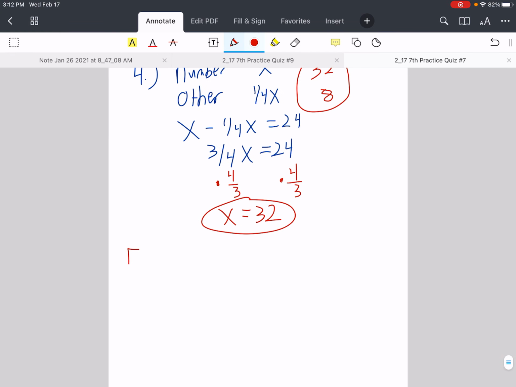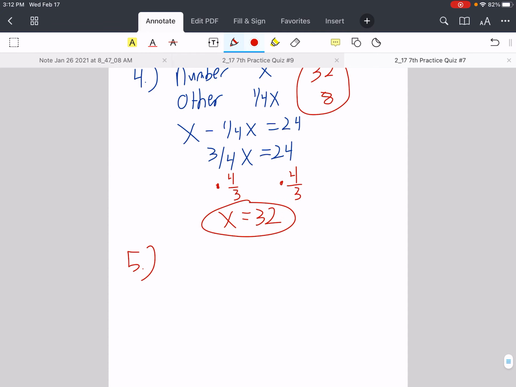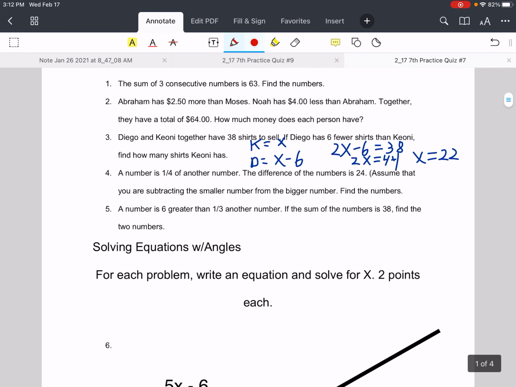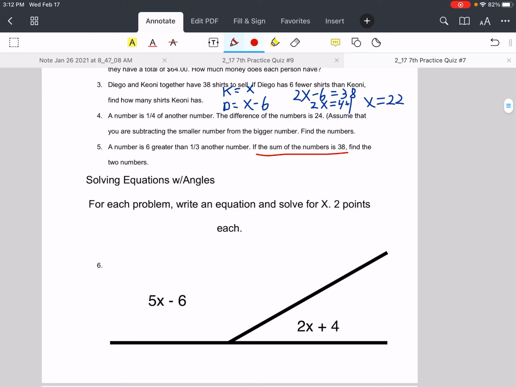Number 5. Well, I guess I better scroll up and read it. Number 5. A number is 6 greater than 1/3 of another number. If the sum of the numbers is 38, find the two numbers.